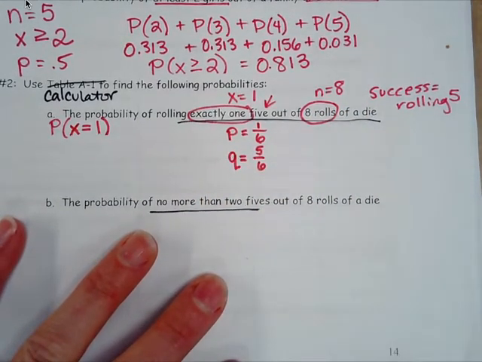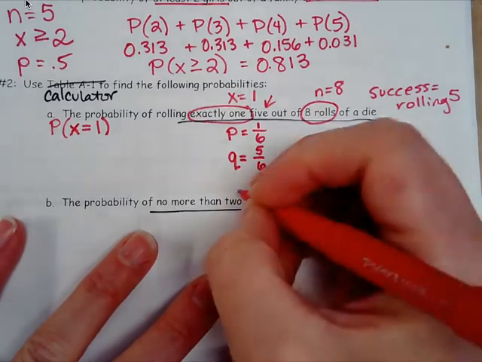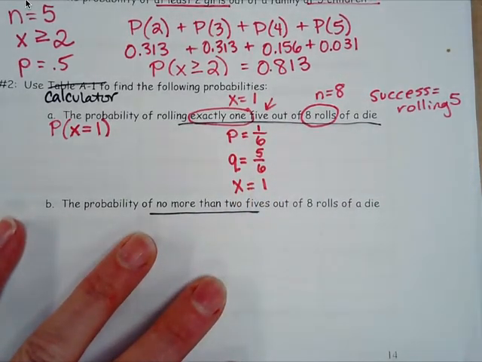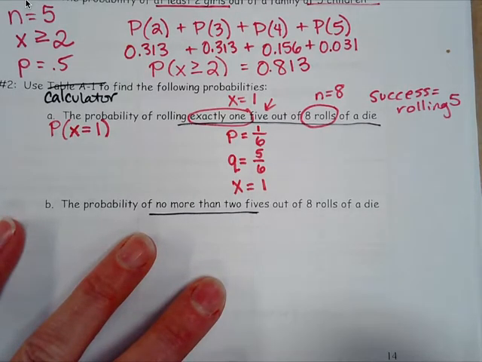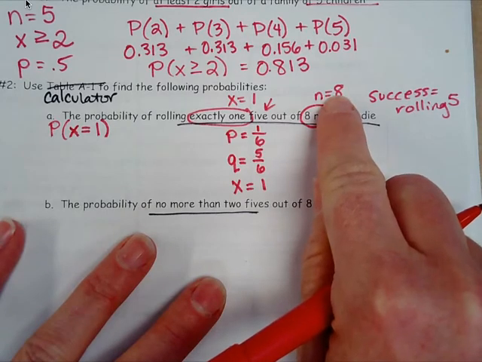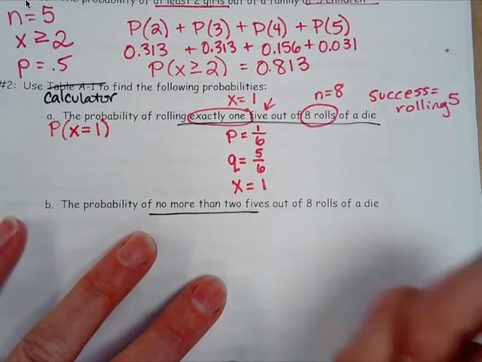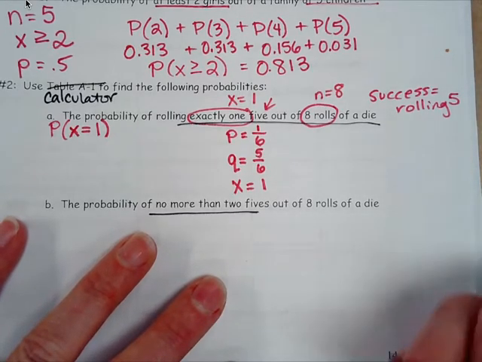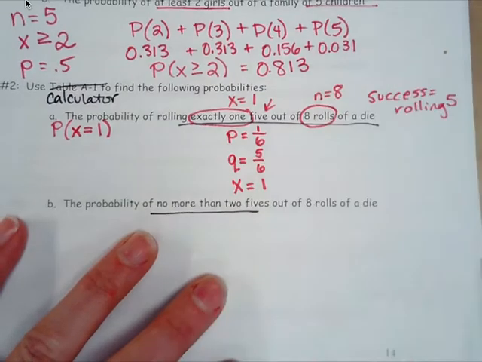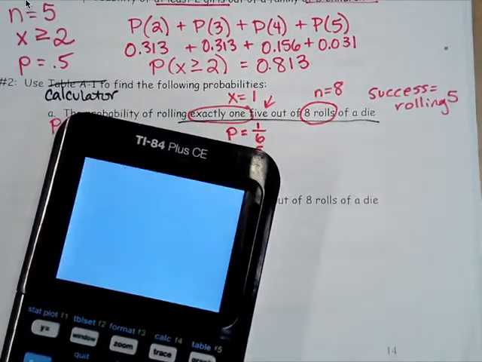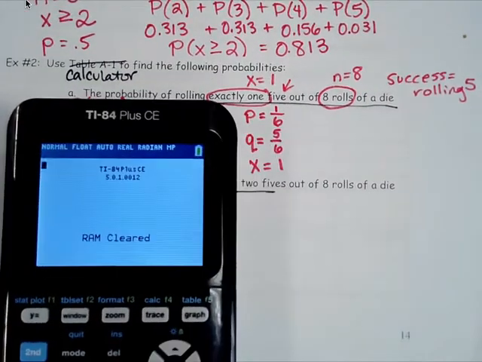X is what we want, how many 5s we want. Exactly 1. And N, which we already wrote up here, is your number of trials. So we are going to do the calculator binomial distribution. So we're going to do, let me clear this out. I'm going to clear out my memory because I did some stuff in it earlier for another class.